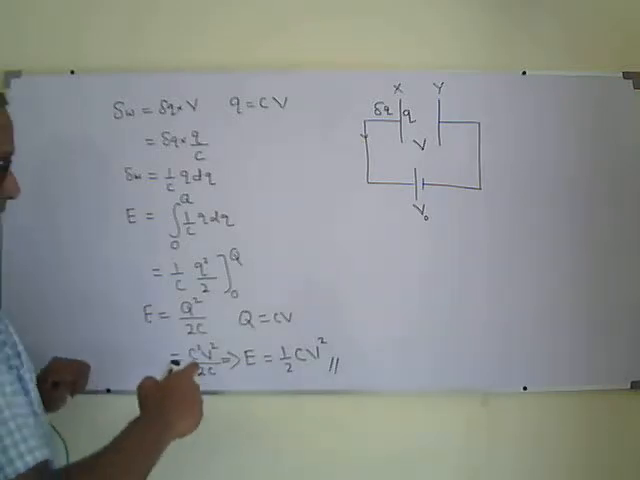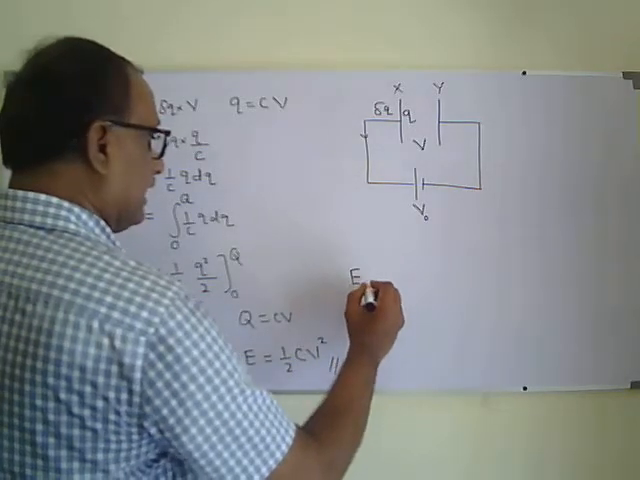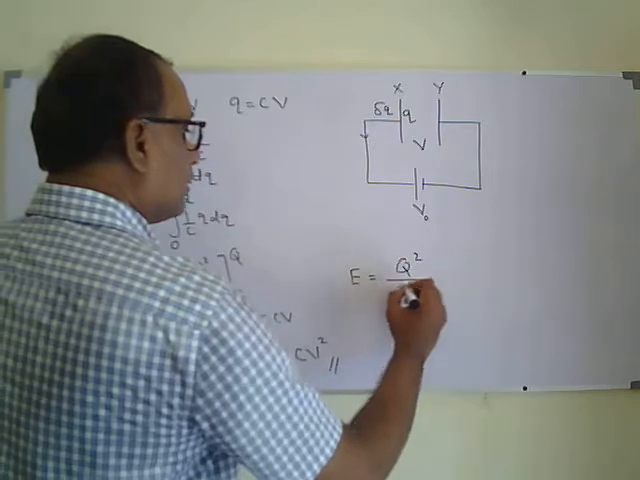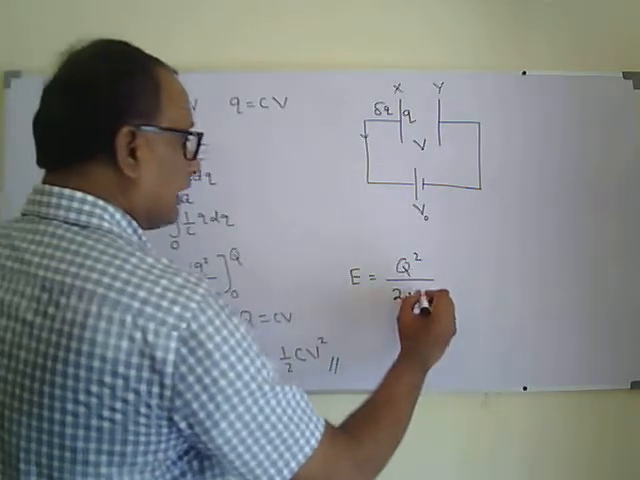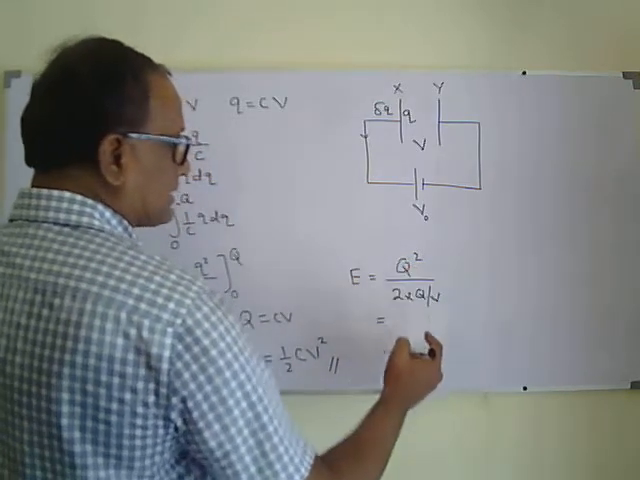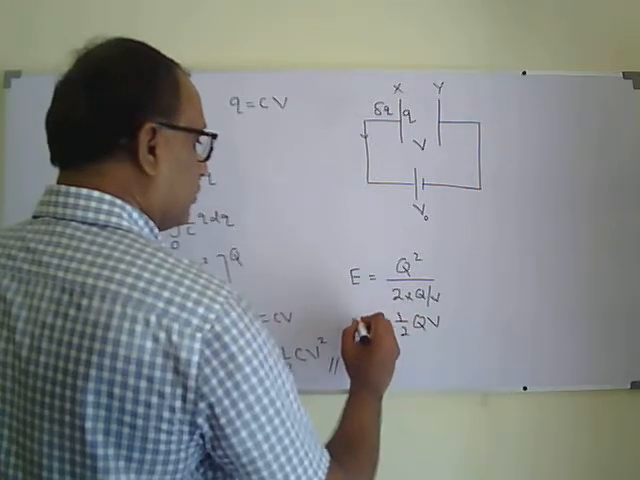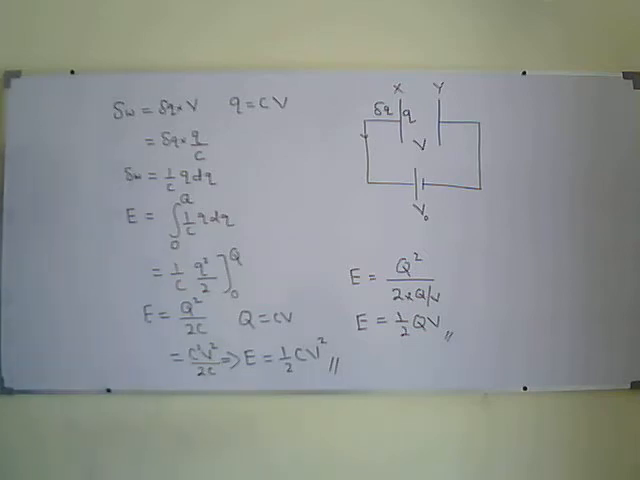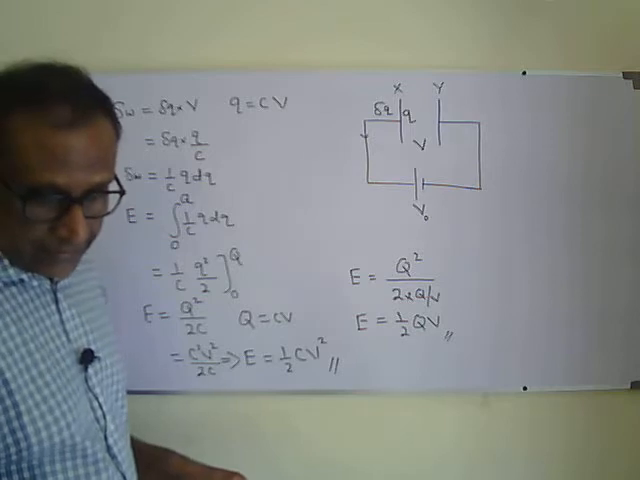Or I can say C equals Q over V. If I substitute that here, E equals Q squared over 2 times, instead of C, Q over V. So the Q squared gets cancelled, V will go up, and it will become half QV. Okay, so that is going to be the general equation for energy stored in a capacitor.